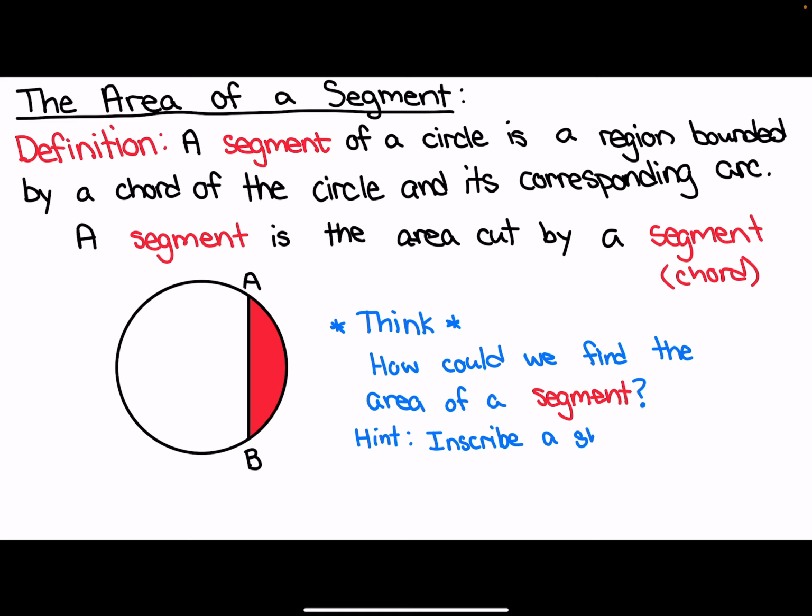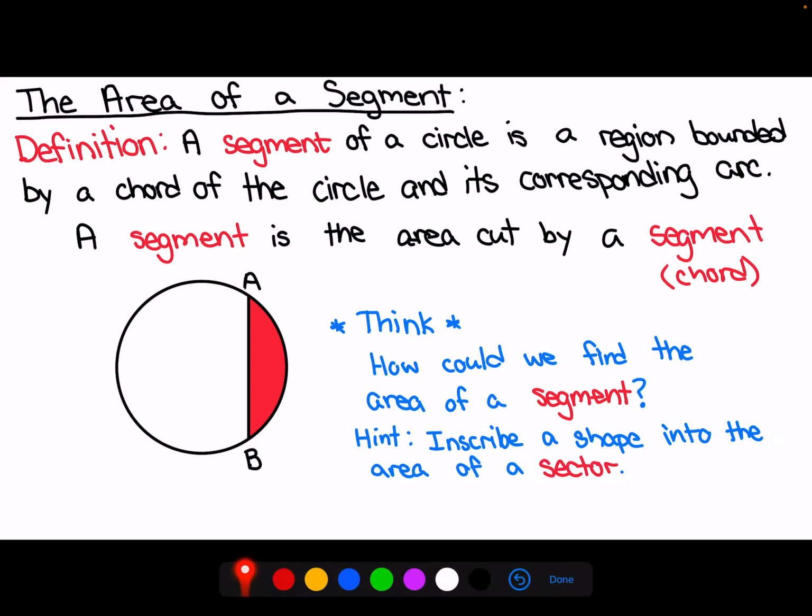So the hint is inscribe a shape into the area of a sector. If I were to draw my sector, here's the center of my circle, I'll call it O, and I draw my radii in to point A and point B. Well, what shape did that create? It created a triangle. So to find the area of a segment, I'm going to take the area of my sector and subtract the area of the triangle from it. And that will leave us with just the area of the segment.